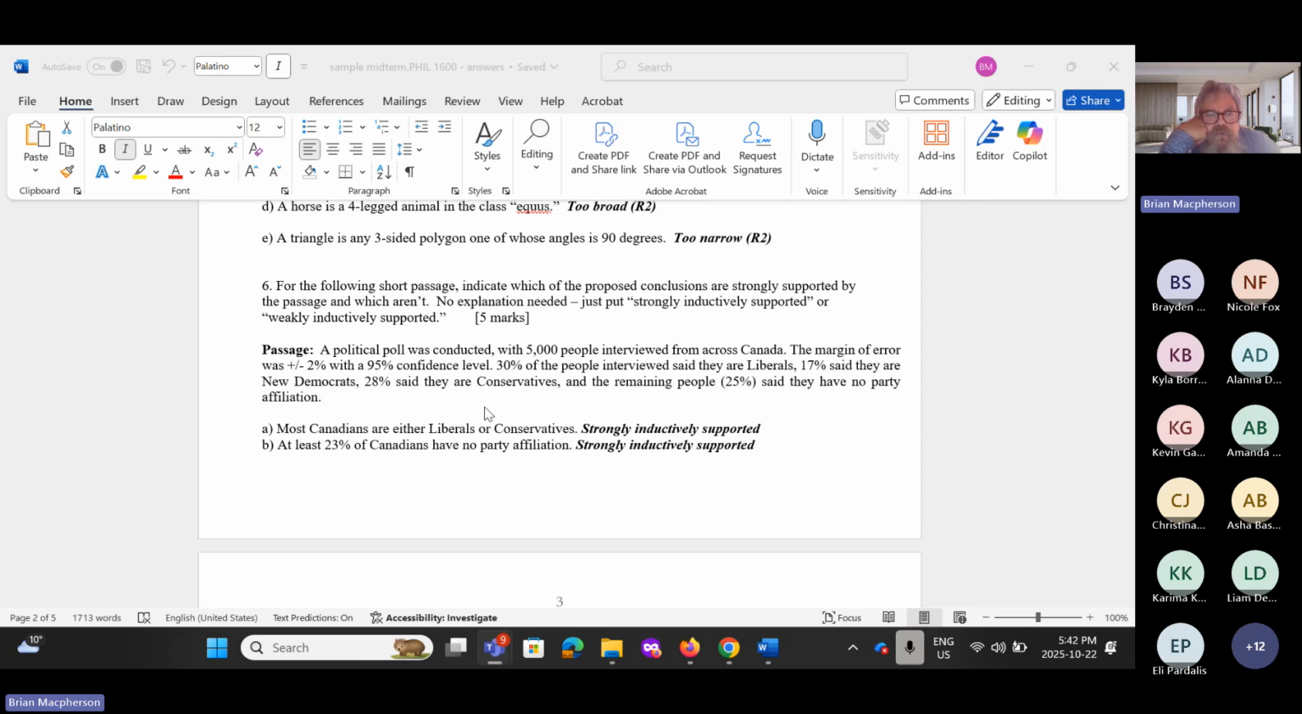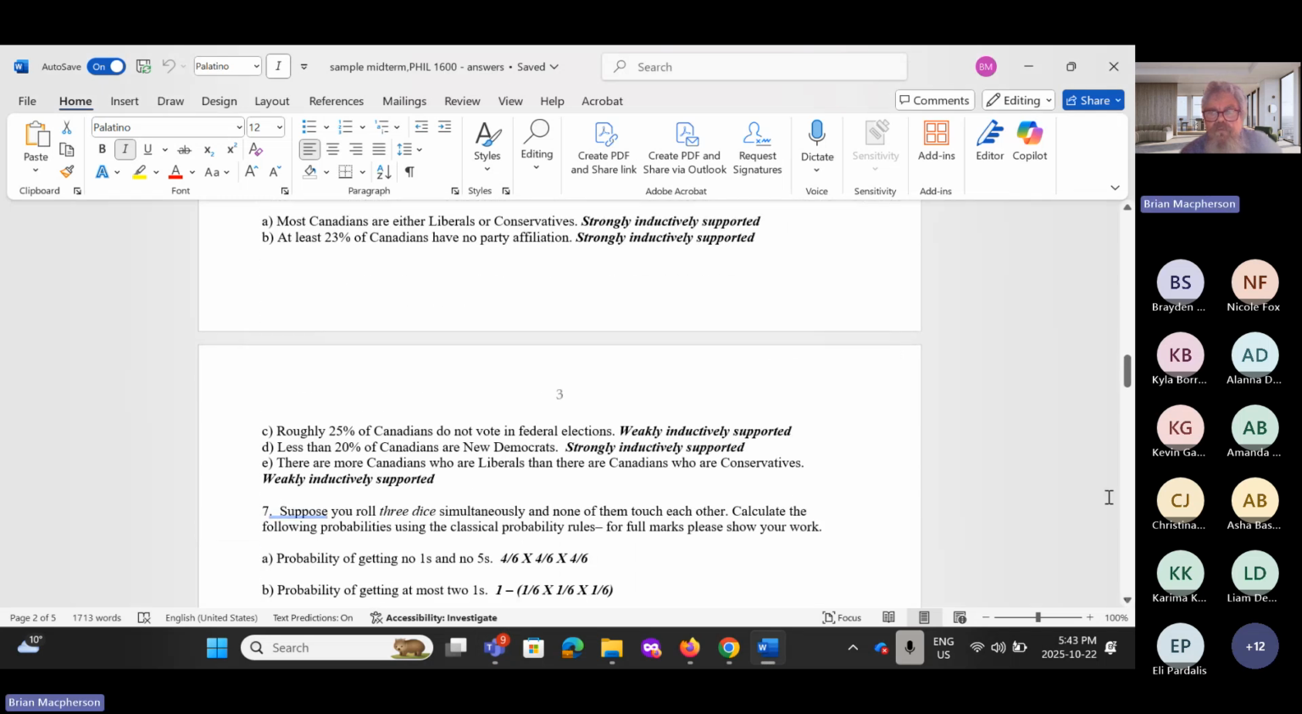Number B says at least 23% of Canadians have no party affiliation. Now, according to the survey, 25% said they have no party affiliation. Taking the margin of error, that means the lowest it could be within at a 95% confidence level is 23%. So it's safe to say then that at least 23% of Canadians have no party affiliation. And so we say that number B is also strongly inductively inferred or supported. Okay, so far so good.